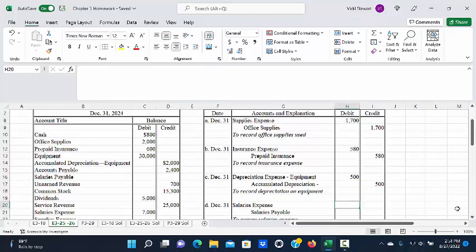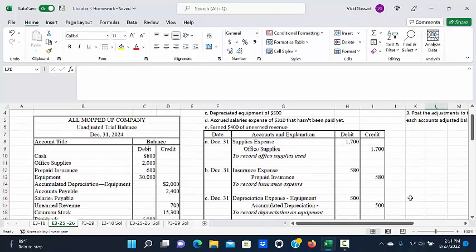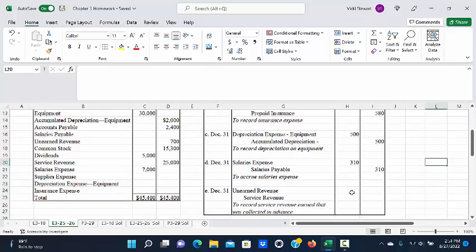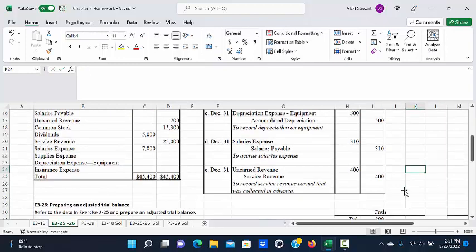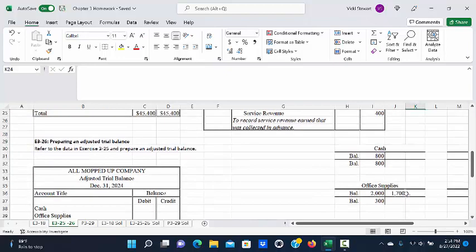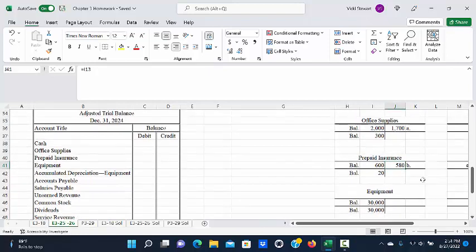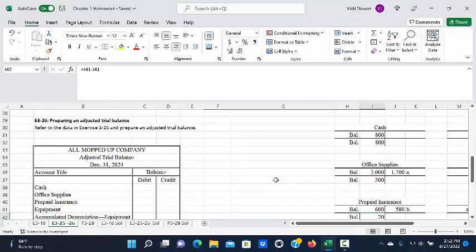The D part states that we accrued salaries expense of $310 that hasn't been paid yet. So that means that we would debit salaries expense for $310, and we would credit salaries payable, a liability, for that amount. The E portion states that we earned $400 of unearned revenue. So we would have had a liability of unearned revenue, and now we've earned $400, so we would debit the liability and we would credit service revenue for the same amount. As we have been making the adjusting entries, the T accounts have been updated, such as office supplies and prepaid insurance, and our new balances have been calculated for each of the adjusting entries.